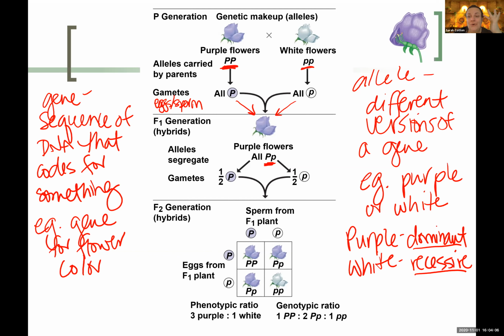Okay, so the purple in the F1 generation, they all appear purple because the purple allele is dominant to the white allele.